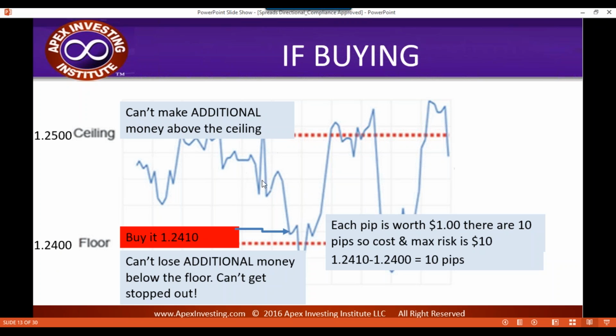For some of you, that's very elementary, but for some of you, you're like, oh, I never understood how that worked, or is this a margin? No, it's not a margin. All you're having to do is put up the amount of risk.